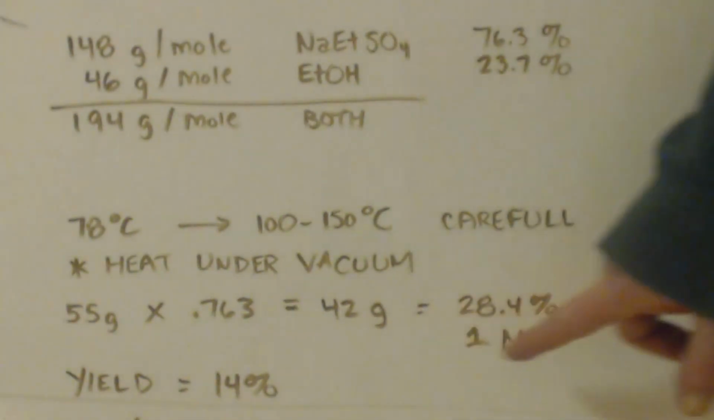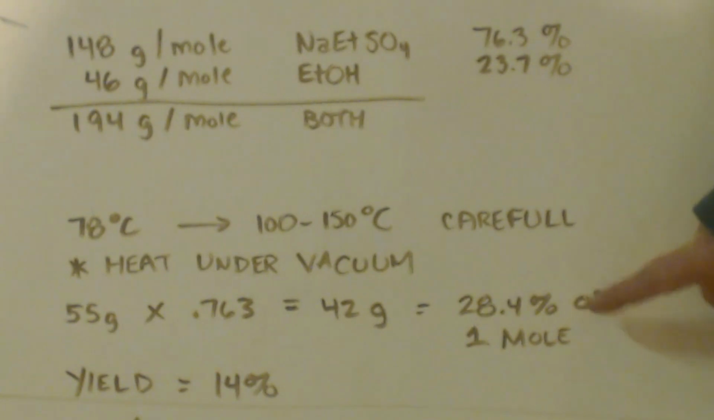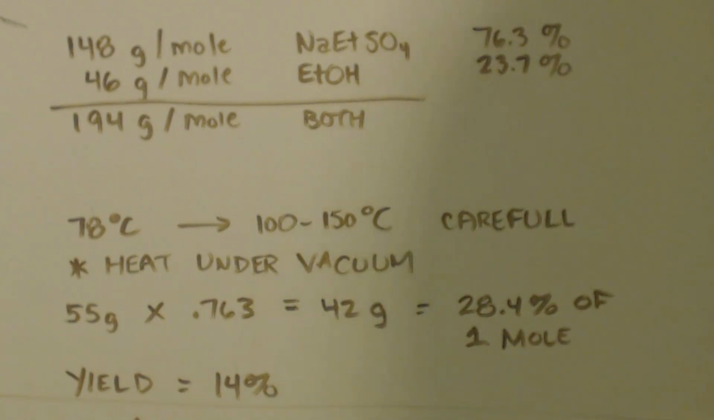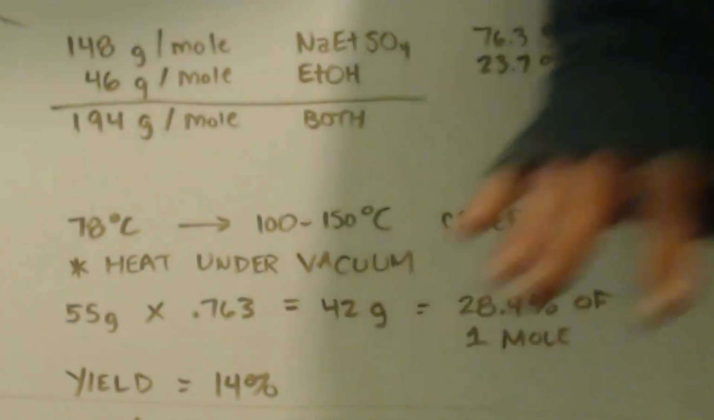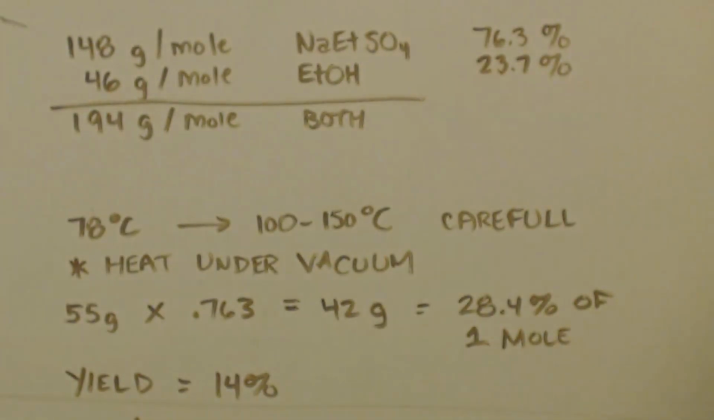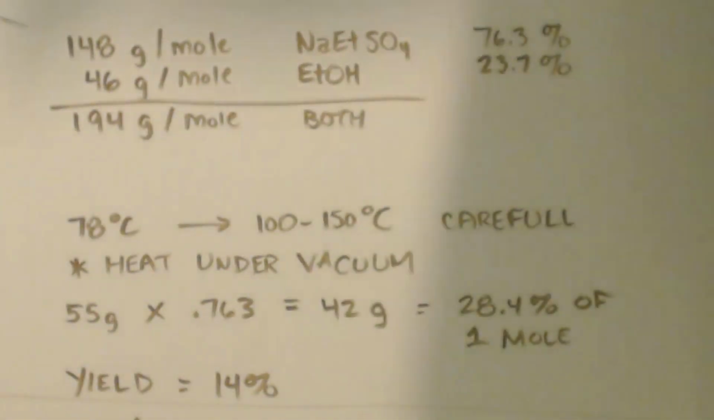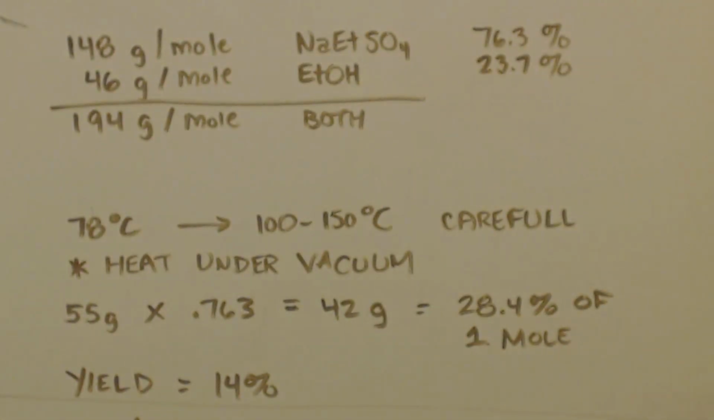So 42 grams would be 28.4% of 1 mole. And we started out with 2 moles of sulfuric acid. Then I even added a little bit more. So figuring it out, starting out at 2 moles, we got a 14% yield, which sucks.